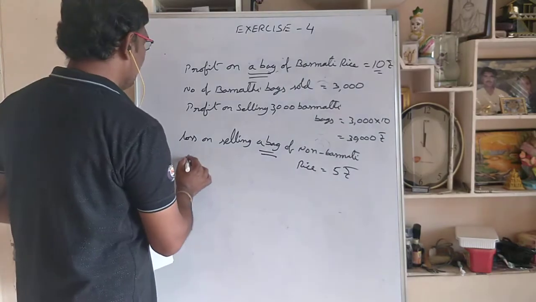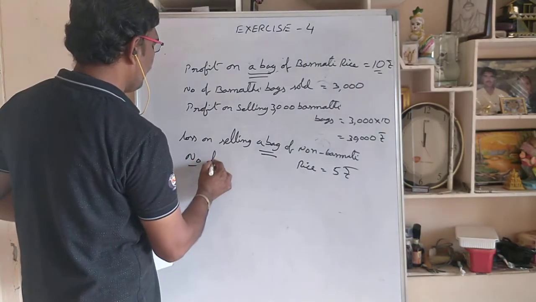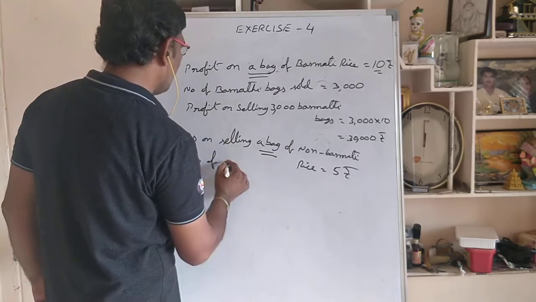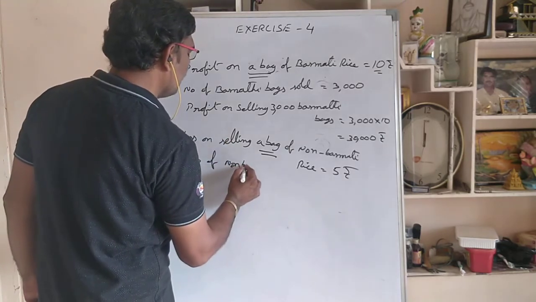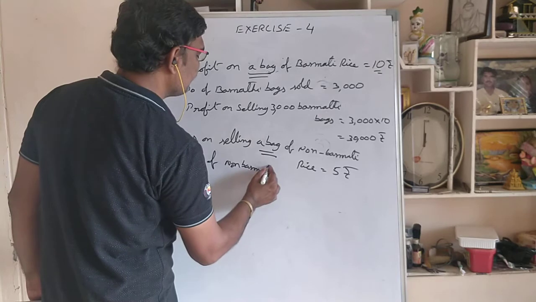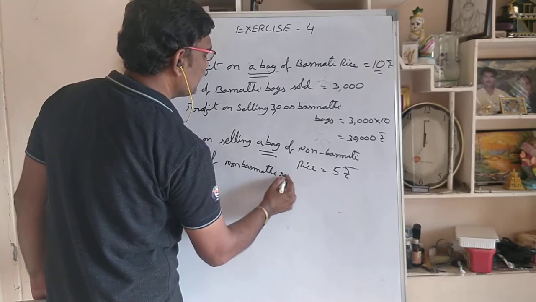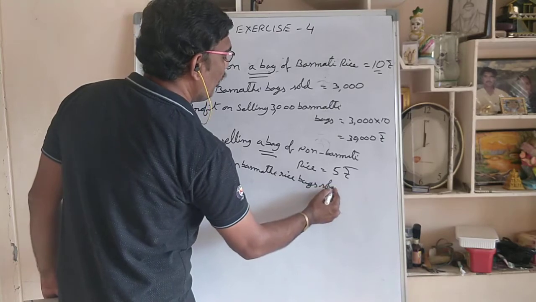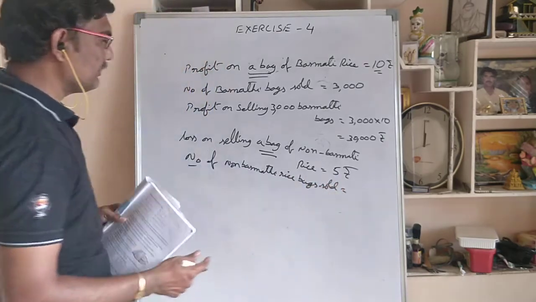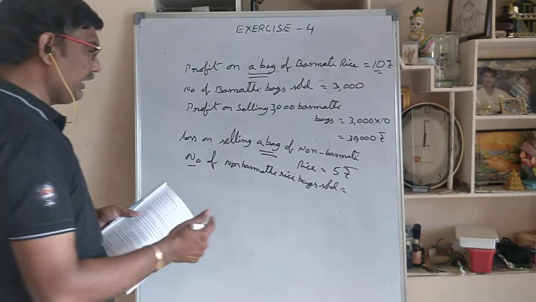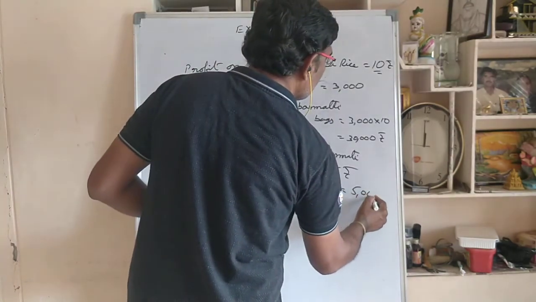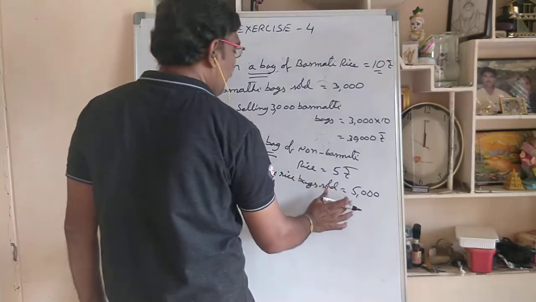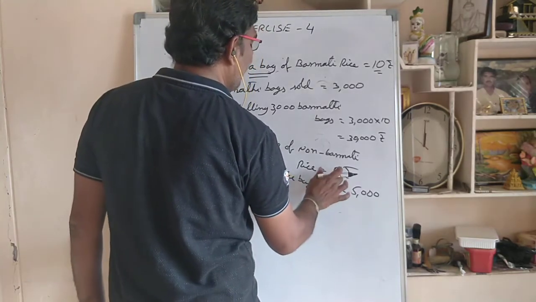Like that, the number of non-basmati rice bags sold. How many non-basmati rice bags sold? How many is given here? 5,000 bags he sold. For one bag, he will get a loss of 5 rupees.